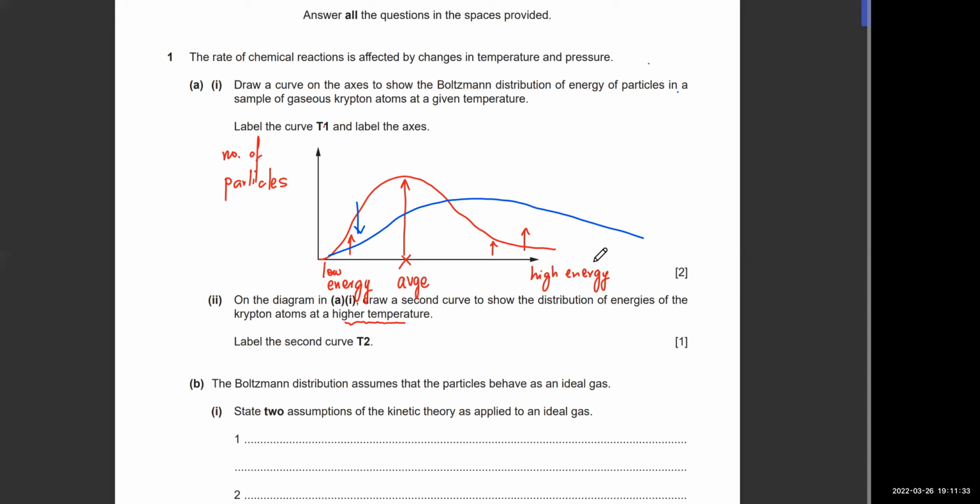Ke high energy axis pe, the number of particles would increase. Low energy pe, the number of particles would be lesser. And wo jo average energy wali position hai na, wo bhi aage ki taraf shift ho jayegi. So the most number of particles are now at an energy that is a higher average energy. So the curve shifts to the right, and secondly, it flattens as well, because the particles are now distributed over a much wider area. So this is typically what you get in the Boltzmann distribution.